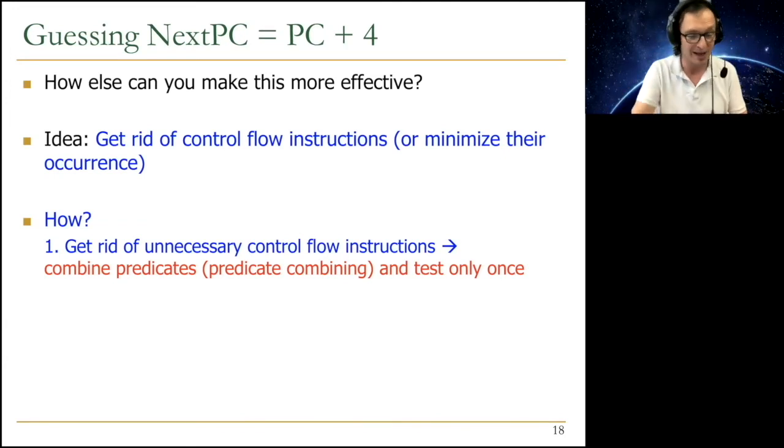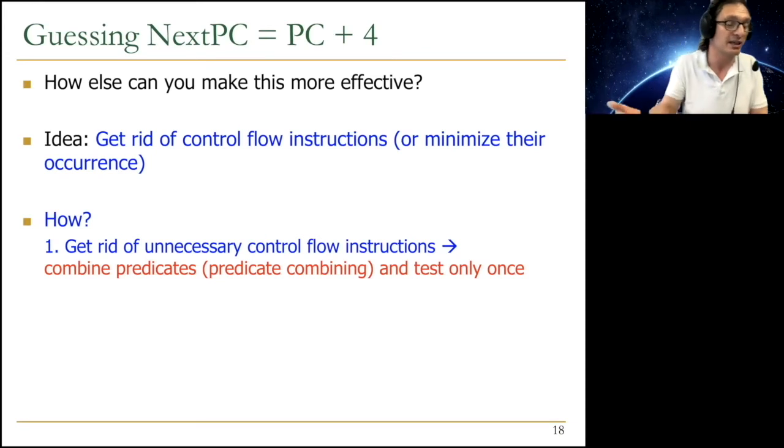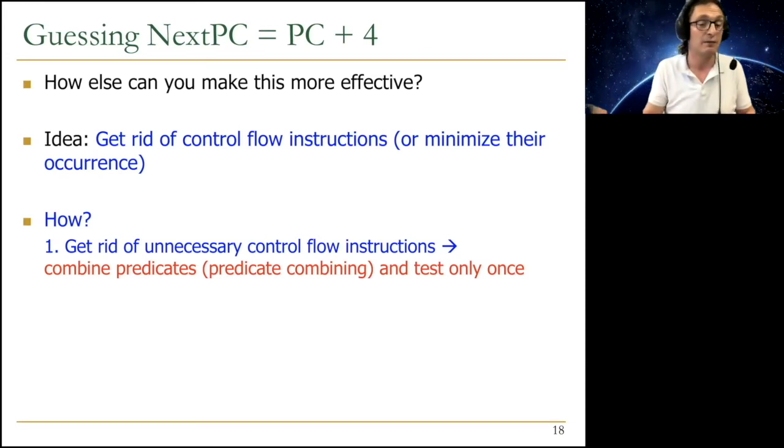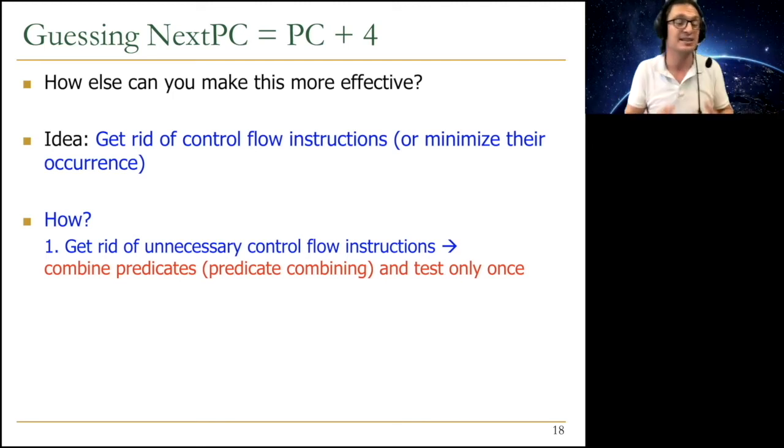Okay, so this is one way, and this is a software way, right? A compiler can actually produce one branch for a single combined predicate. If you're testing if A equals 0 and B equals 5 and C greater than 4, instead of having one branch for each, you have a combined predicate and a single branch.